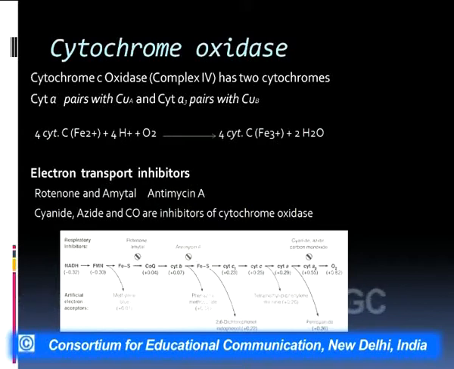And if we see in the equation, the ferric and ferrous conversions are there, and simultaneously the cuprous and cupric conversions are also present. There are so many inhibitors in the chart that we can see. For example, rotenone and amytal, they are going to inhibit NADH Q reductase. That means they are going to act at step number 1 and they are going to stop respiration.